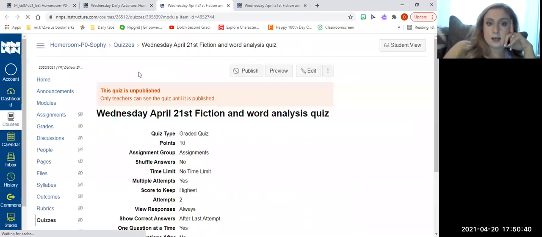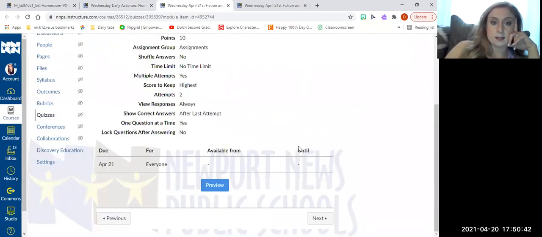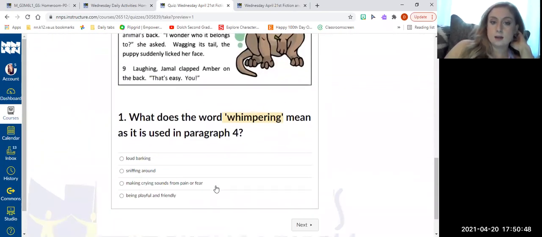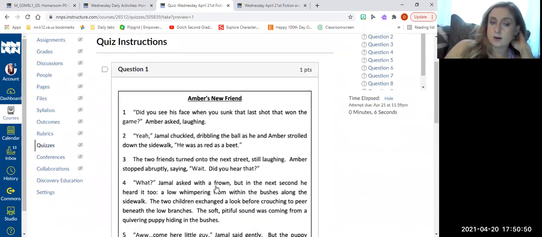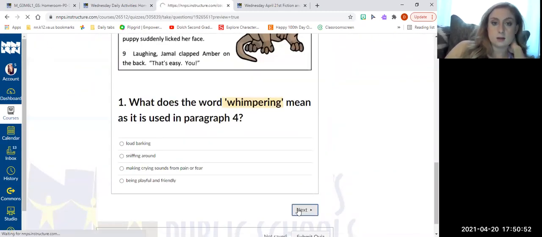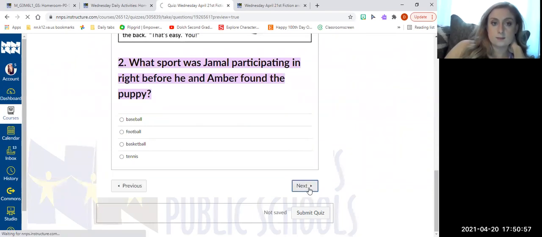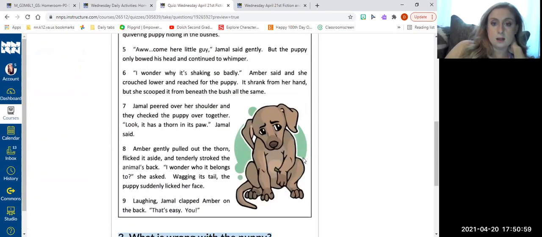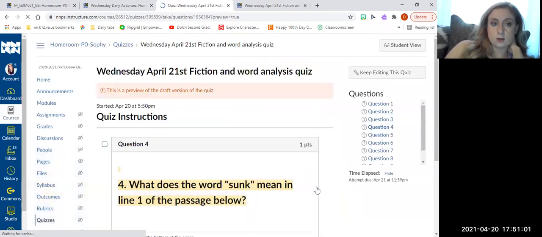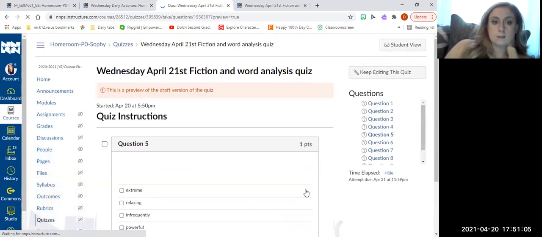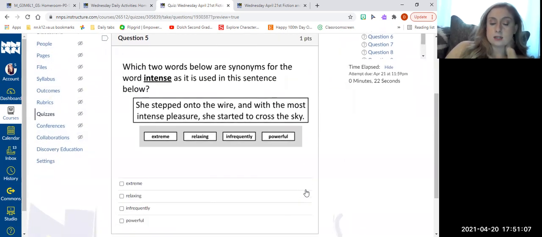Last thing is reading, guys. Today you have a word analysis quiz and fiction. So you're going to read about Amber's new friend and answer the questions. And then, guys, once you get through the first few questions about this same passage, you're going to see questions like this, and these are word analysis questions.